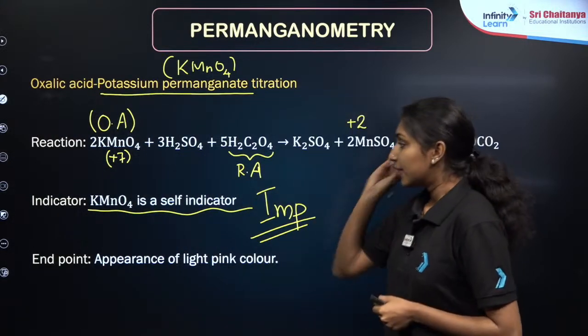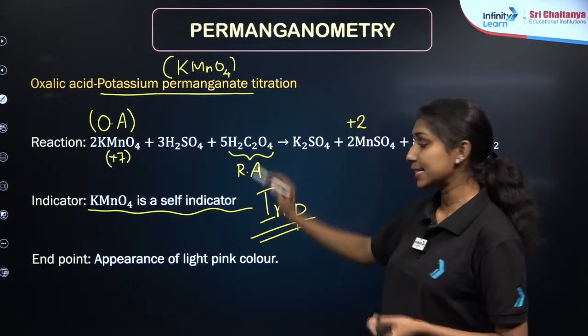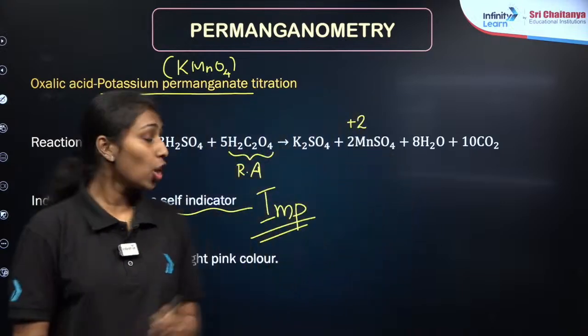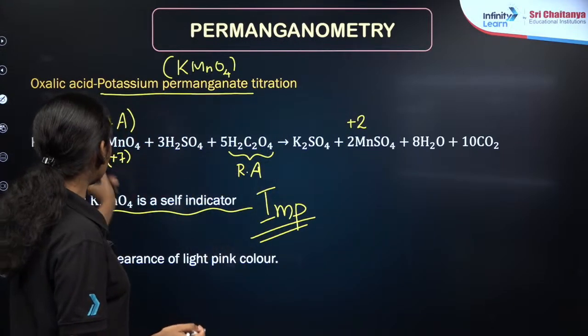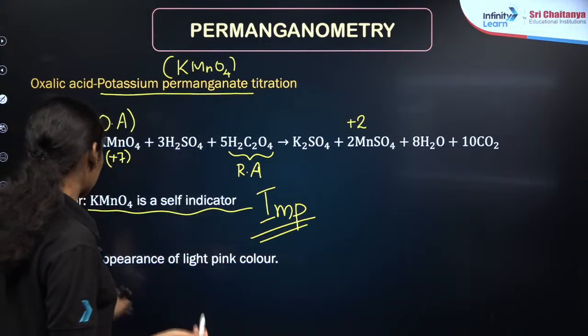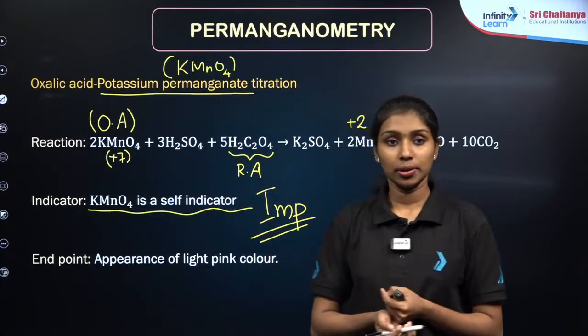Then, whenever we are adding the potassium permanganate to the oxalic acid, there will be a color change, right? There will be a pink color. And towards the end point, all of the oxalic acid will have reacted with permanganate, and a light pink color appears. That will be the end point or equivalence point of this particular reaction.